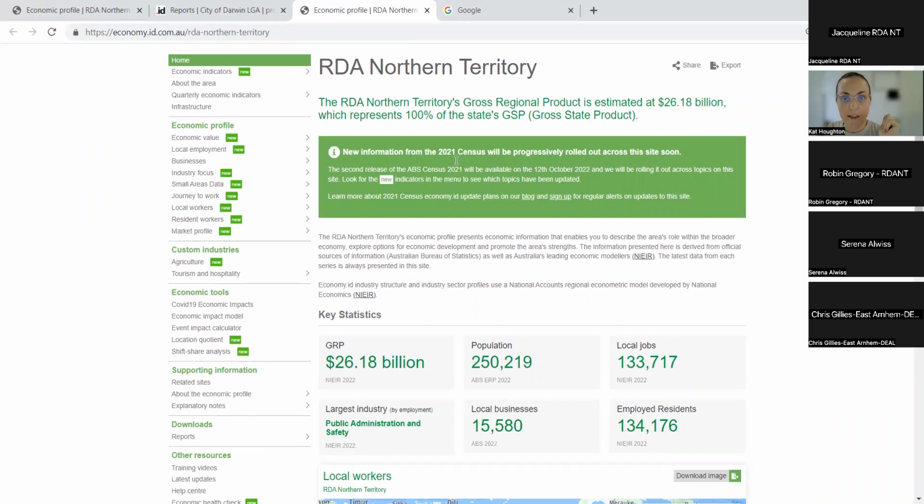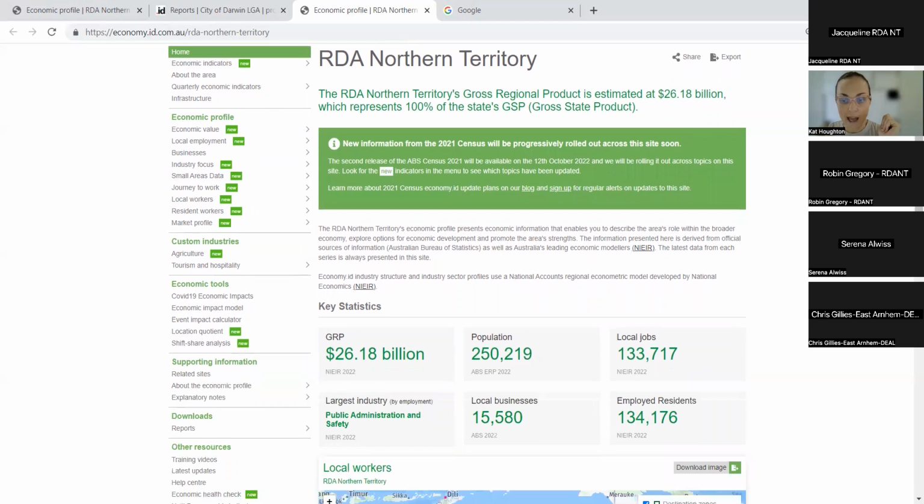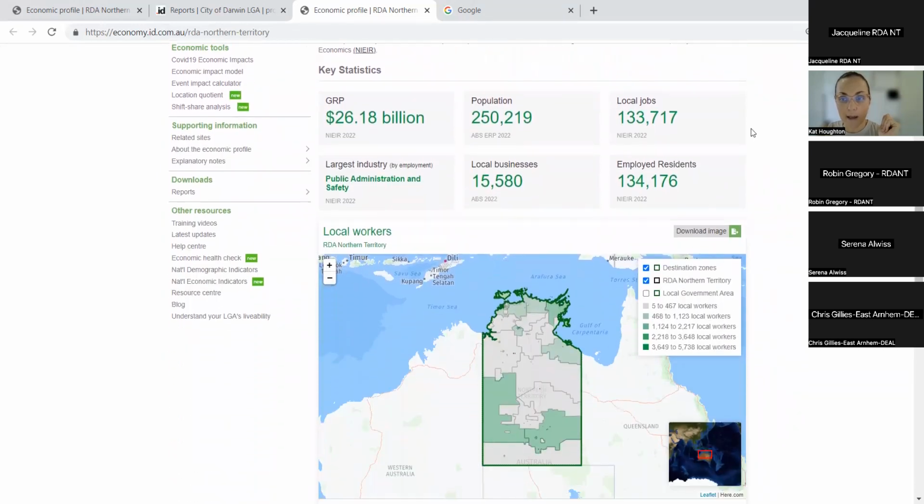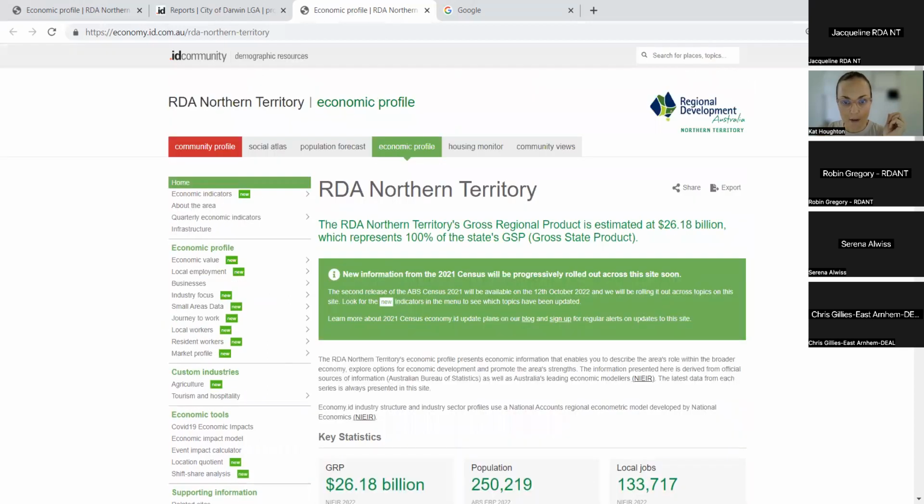So here we're on the tool for RDA Northern Territory. So we can see here the RDA Northern Territory's gross regional product is estimated at 26.18 billion. In your territory, we can see 133,717 jobs, but we have 134,176 employed residents, which means that we have people leaving the Northern Territory every day for work in other localities, which is no surprise. The largest industry by employment is public administration and safety across the territory there.